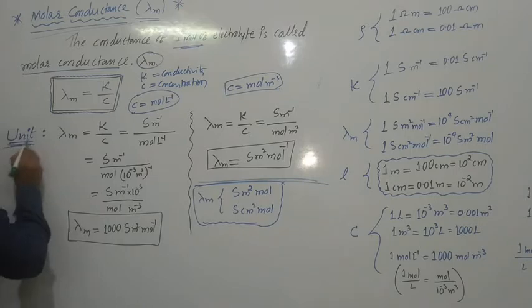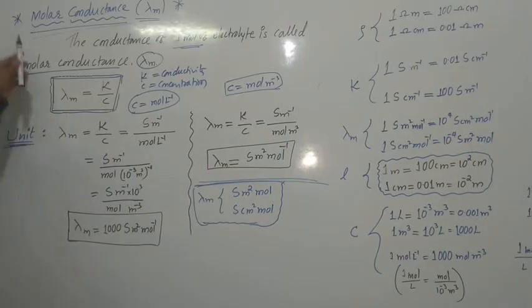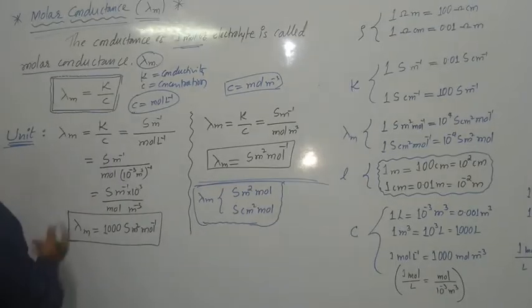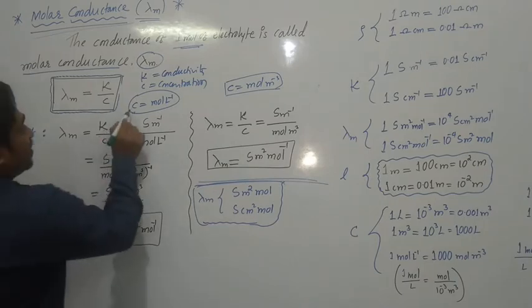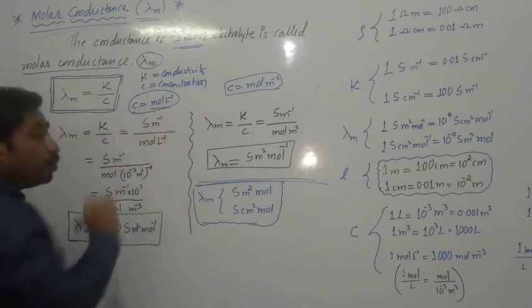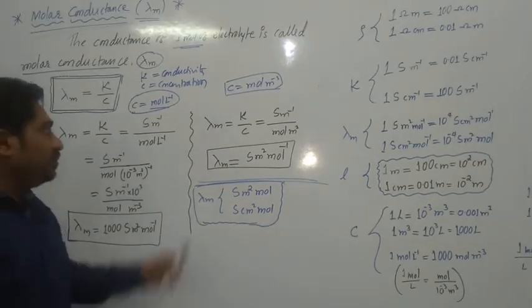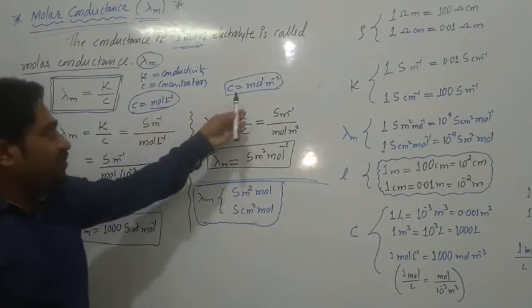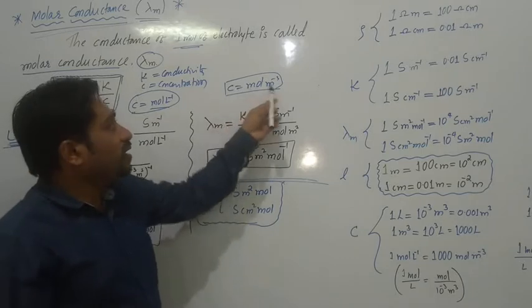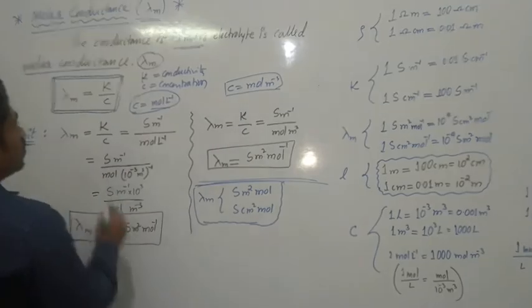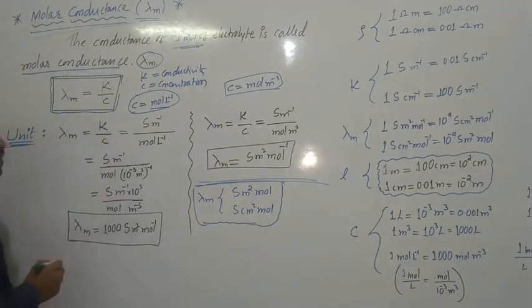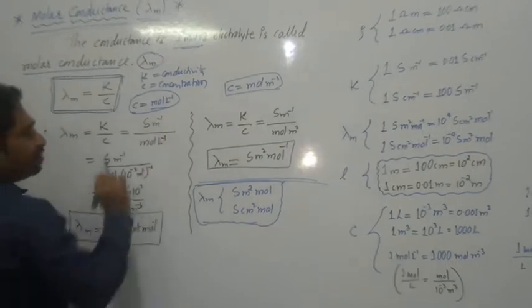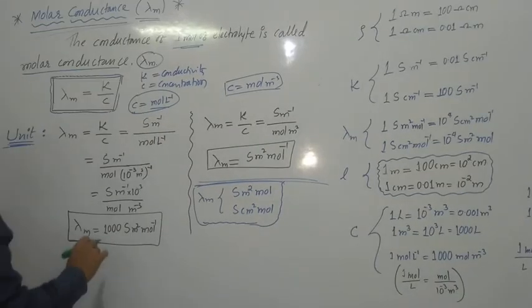Now the unit of this lambda m, the molar conductance. What is the unit? Let us derive the unit. Here we can derive the unit in two conditions. The first condition is if the concentration is given in terms of mole per liter, because the concentration may be given as mole per liter or it may be given in SI units, mole per cubic meter, isn't it? So lambda m is equal to kappa divided by C, where the unit of kappa is Siemens per meter.